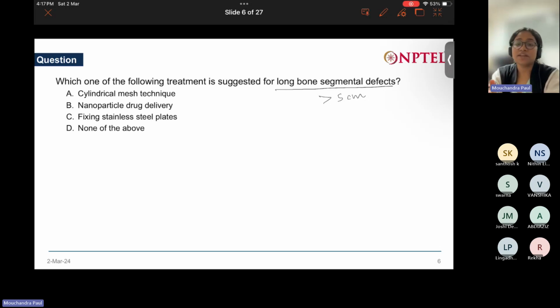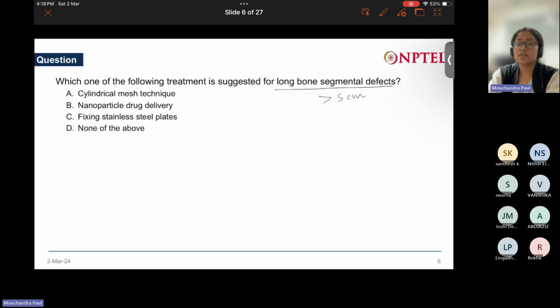You need some intervention, like you have to insert some kind of support inside the body that only a surgeon can do. So there are four options, A, B, C and D. Which of the four options do you think is a good treatment option for treating this kind of long bone defect? Option A is cylindrical mesh technique, B is nanoparticle drug delivery, C is fixing stainless steel plates, and D is none of the above.